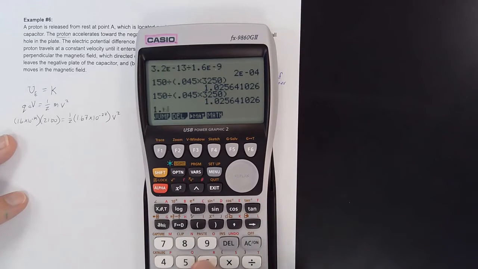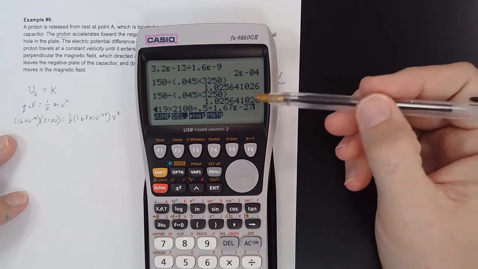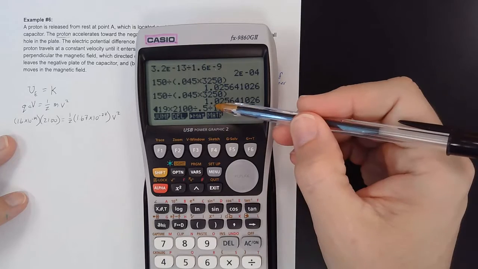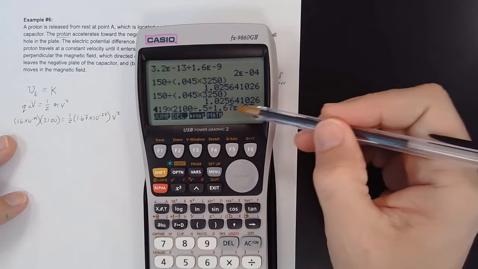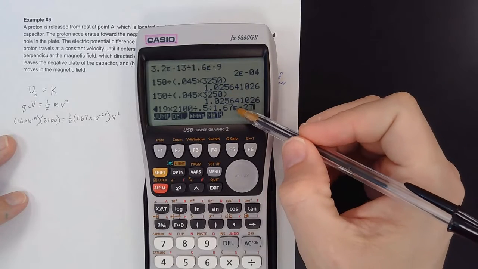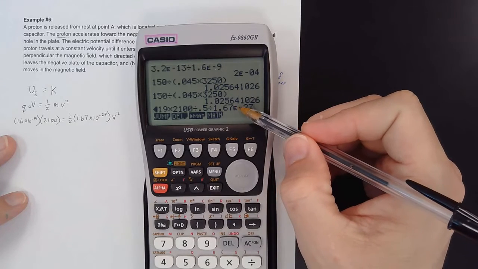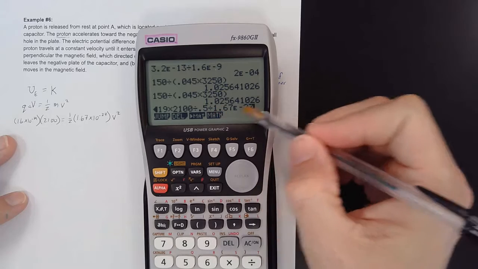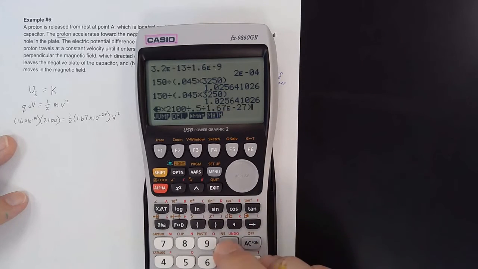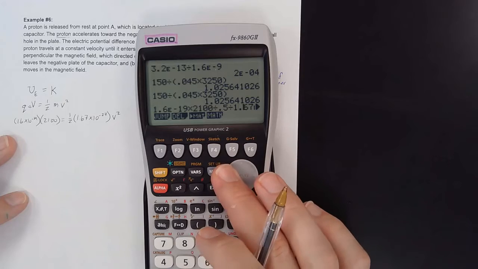So we're going to have 1.6 times 10 to the negative 19th. We're going to multiply by 2,100. I'm going to divide by the 1/2 there. I'm going to divide again by the 1.67 times 10 to the negative 27th. A word of caution, if you use the E, then it will group this all together as one number, right? If you do not use the E, if you write times 10 to the negative 27th, then you need to put this in parentheses. You'd have to go through and actually put parentheses around it.